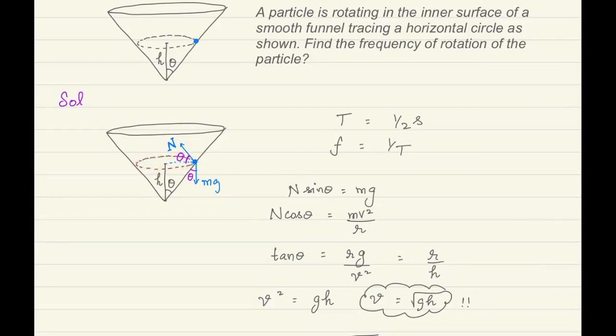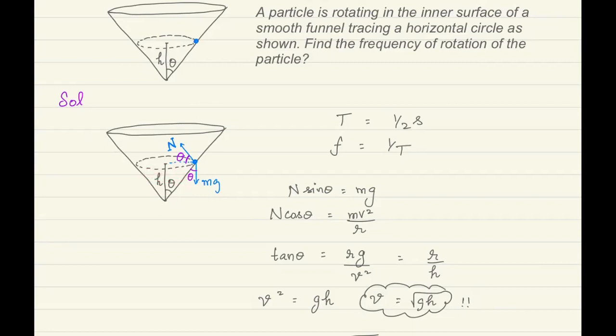If the particle is projected at a particular height with a speed more than root of gh, then it will spiral out to a greater height, and once it reaches the height where the speed matches root of gh, it will move in a circle. Whereas if you project it at a speed lesser than root of gh, it will spiral in the funnel, and once it reaches a height where v matches root of g into that height, it will start moving in the circle for the case of a smooth funnel.